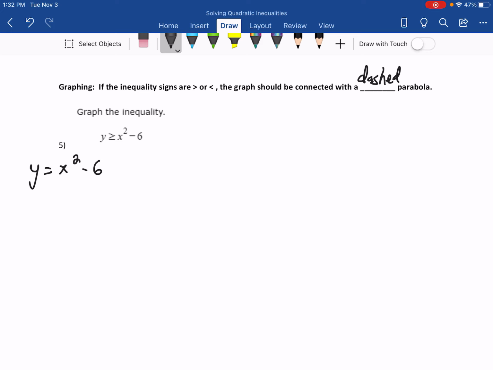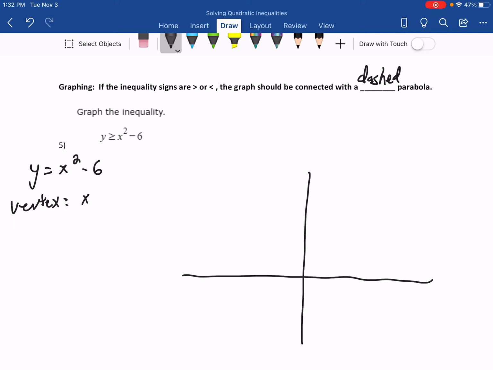All right. So number 5, we're going to act as if this were y equals x squared minus 6. Okay. So you should remember this is in standard form. Want the vertex. That's x equals negative b over 2a. For this one, b is 0. It's missing the x term. That's going to be 0 over 2 times 1, which of course is 0. And then to get the y value of the vertex, we'll substitute 0 into the function, which is negative 6. So the vertex is 0, negative 6.